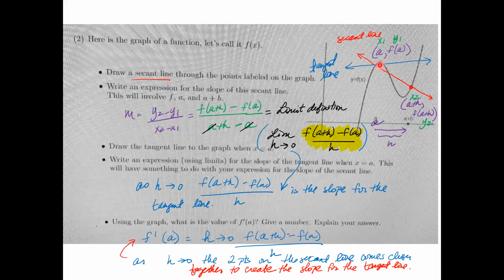Well, from this first point, the x value is a, the y value is f of a. The second point's x value is a plus h, because from a to the second point, this stretch is h. So a plus h will give you the x value of the second point on the secant line. The y value of this is f of a plus h. So therefore, these 2 purple writings are going to be your points. And then from here, it's asking to draw a tangent line to the graph. Here is your tangent line.